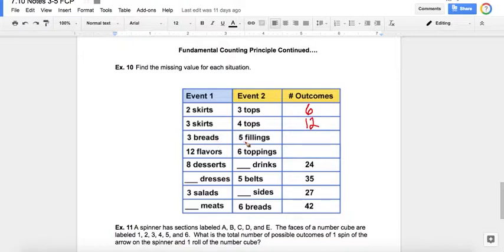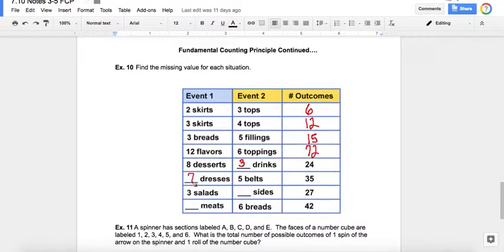The next one, 3 breads, 5 fillings. So 3 times 5 is 15. And the next one, 12 flavors and 6 toppings. That multiplies together to give you 72. Now, look at the next one. This is a little bit different. Now I know the possible outcomes. I know event 1 here is 8 desserts. I want to know how many drinks there are. So 8 times what is 24? That's correct, 3. We don't know how many dresses, but we know there's 5 belts. So what times 5 is 35?